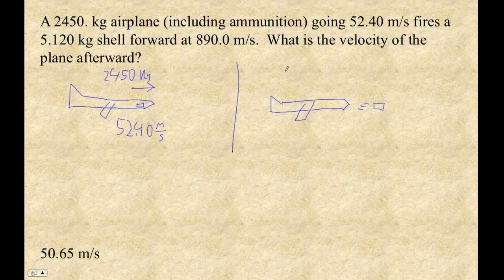And 2450 minus 5.12, the mass of the plane afterwards, can be 2444.88. Okay, so that's this minus the shell, so that minus the 5.12, right? Yep. But the shell, we know the mass of the shell is 5.12, and it's going to be going at 890 meters per second. Holy cow. For those of you keeping track at home, that's nearly 2,000 miles an hour. That's fast. That's real fast. That's for killing tanks.